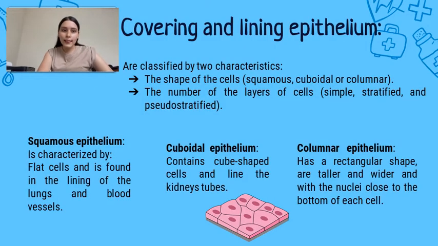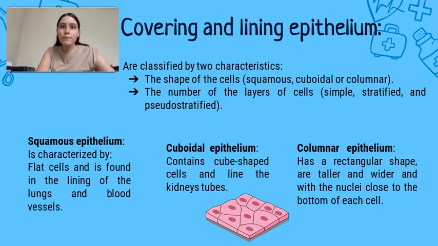The covering and lining epithelium has two special characteristics. The first one is the shape of the cells. These can be squamous, cuboidal, or columnar. And the second one is the number of layers of the cells. These can be simple, stratified, or pseudostratified.